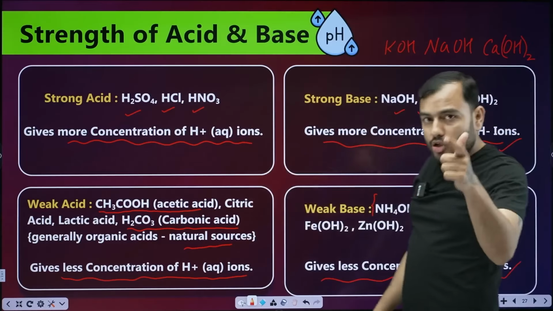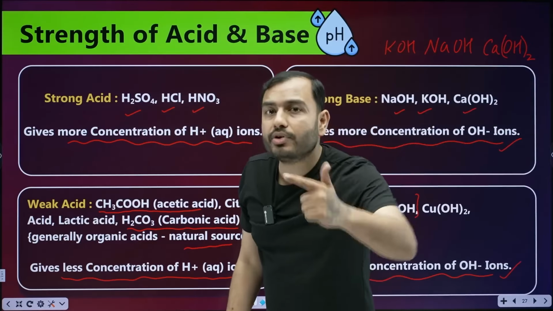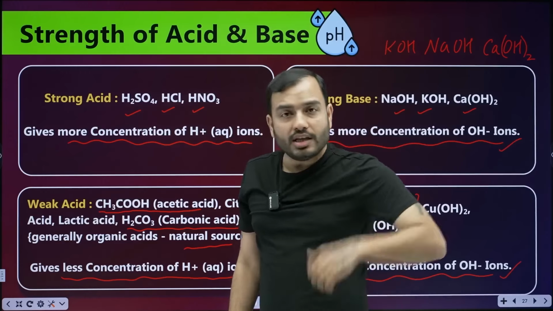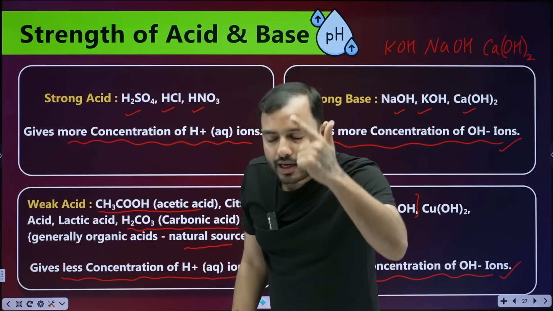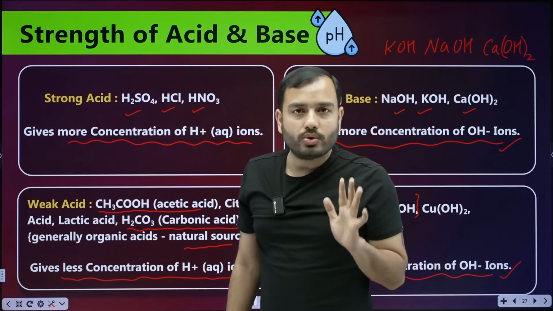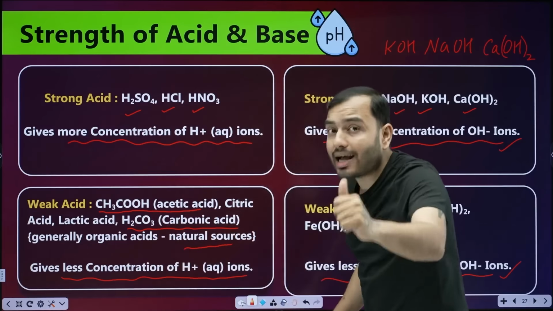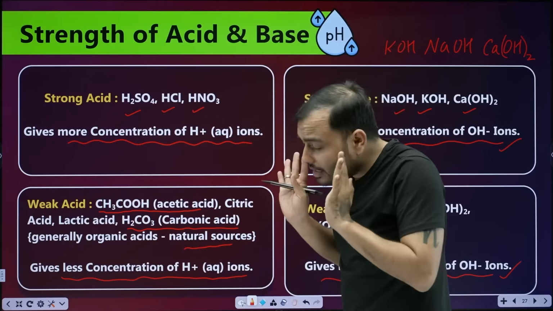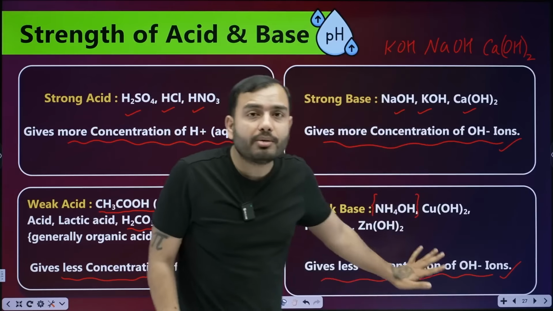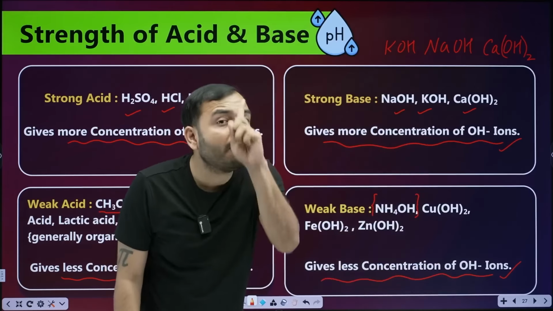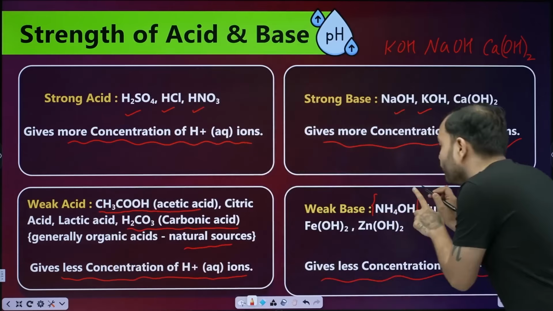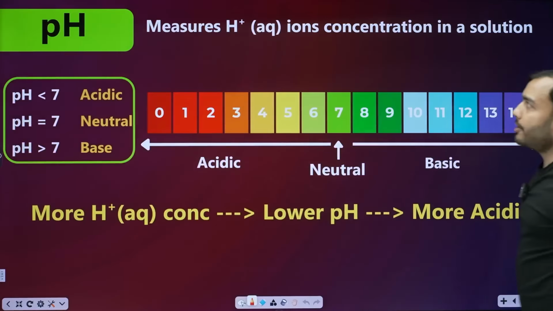So three strong acids, repeat after me: hydrochloric acid, sulfuric acid, nitric acid. Three strong bases: KOH, NaOH, calcium hydroxide, Ca(OH)2. Weak acids: acetic acid, CH3COOH, carbonic acid, H2CO3. You will have to memorize it. Weak base, remember this one, ammonium hydroxide.